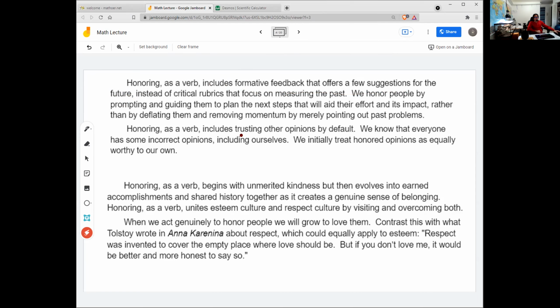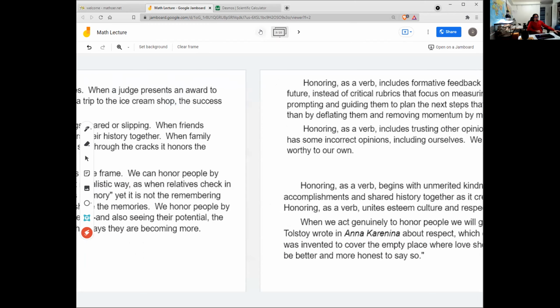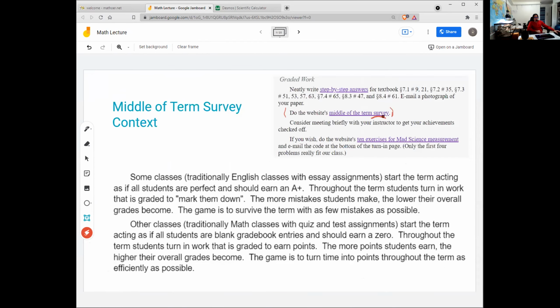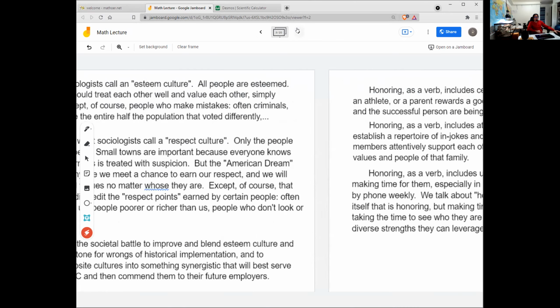Honoring as a verb includes trusting other people's opinions by default. My own opinions, I know I'm wrong, right? Of course I do, I'm married. But I tend to trust my opinions to start with until I figure out, nope, that one's wrong. So if you honor people, you give them the benefit of the doubt too. And you'll see those aspects of things showing up in the survey. They were put there on purpose.